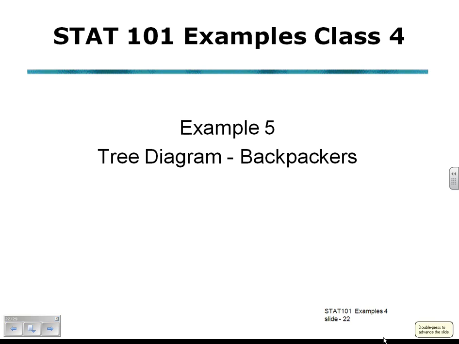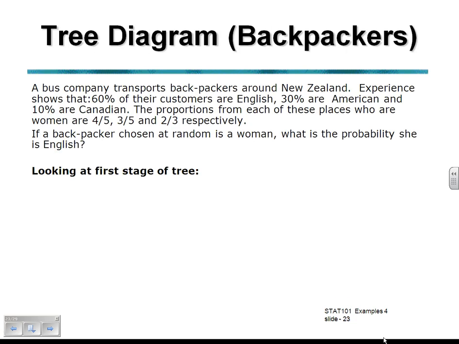Example 5 in Stat 101, Examples Class 4, tree diagram, backpackers example. A bus company transports backpackers around New Zealand. Experience shows that 60% of their customers are English, 30% are American, and 10% are Canadian. The proportions from each of these places who are women are 4/5, 3/5, and 2/3 respectively. Our question is, if a backpacker chosen at random is a woman, what is the probability she is English?